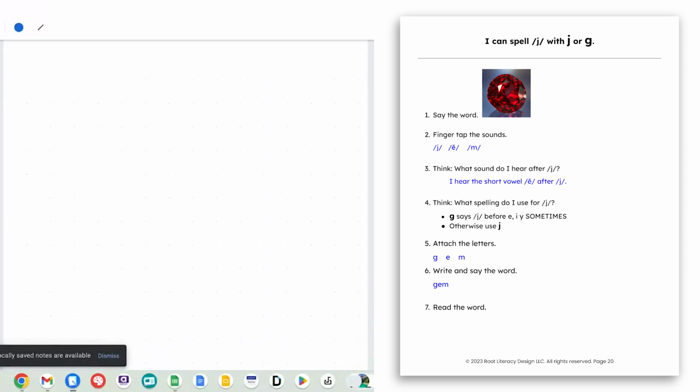Okay, now I'm going to teach you how to spell the sound J with a J or a G at the beginning of the word. So we always want to start with saying the word. The word is gem. And I would think, what sound do I hear after the sound J? I hear this eh sound in the second spot. So I know that G says J when it's before E, I, or Y sometimes. So I'd write G-E-M, gem.